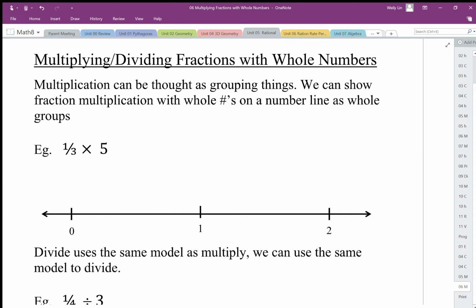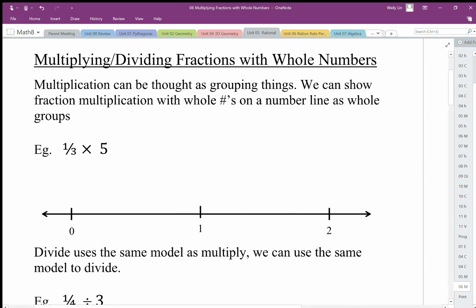When we think of multiplication, we should think of grouping things, and dividing is the same. Dividing would be regrouping of things. So when we multiply fractions with a whole number, we want to talk about the whole groups.